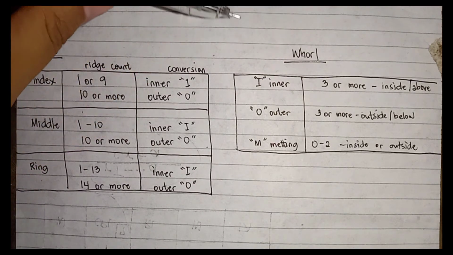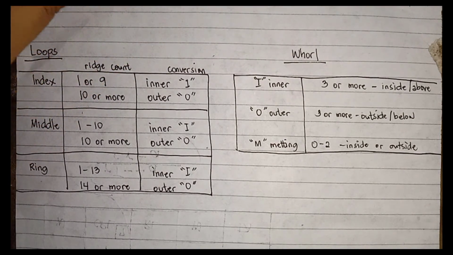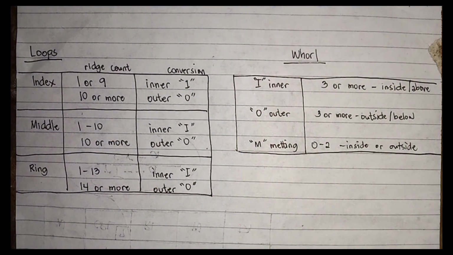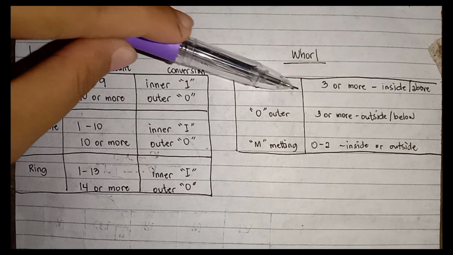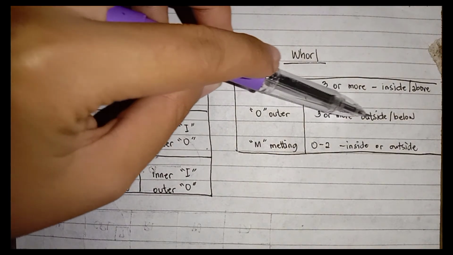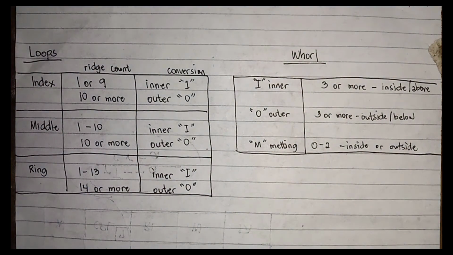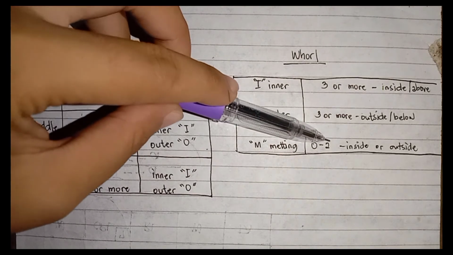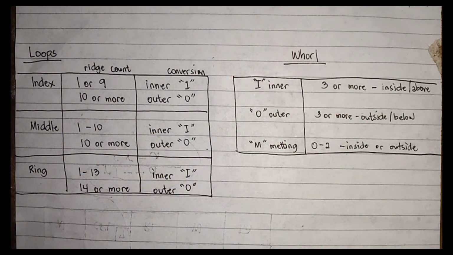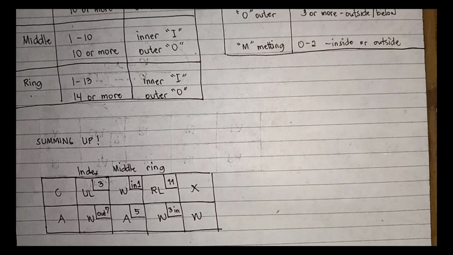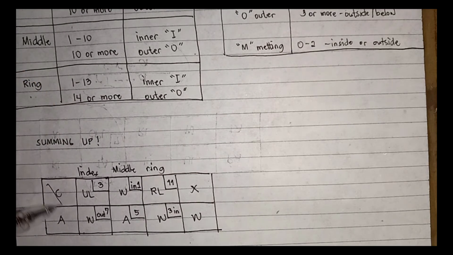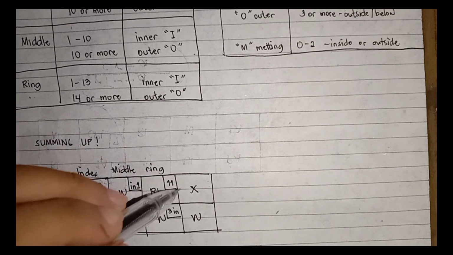In whorl, inner, if the ridge count is 3 or more and inside or above. Outer, if the ridge count is 3 or more outside and below. Meeting, if the ridge count is 0 to 2 inside or outside. Summing up, we are focusing on the index, middle, and ring finger. So disregard the thumb and the little finger.